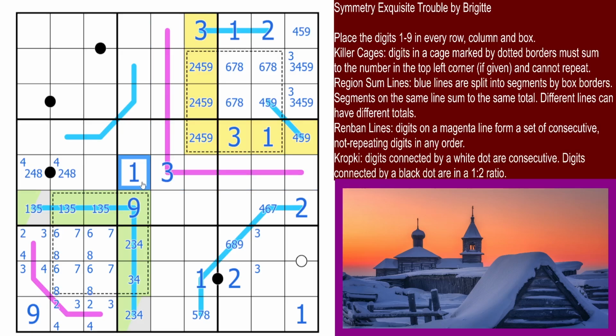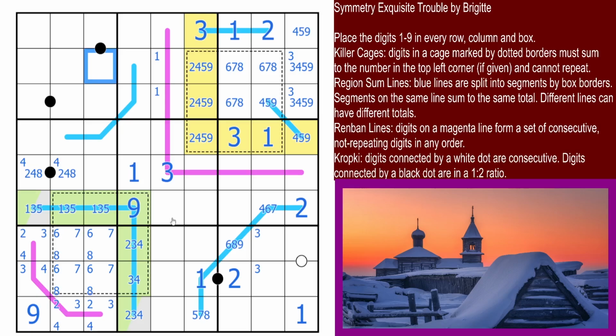But 1, so 1 has to be here, right? And that cannot be 1. So 1 has to be... See, this line must have all the digits from 1 to 9, right? So that's what I'm thinking. Where is 1 on this line? So 1 cannot be here on this line. In fact, 1 cannot be in any of these parts. So 1 must be here. But 1 is already there. So this must be 1.